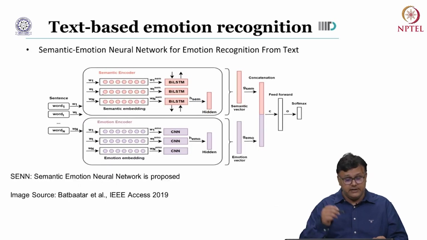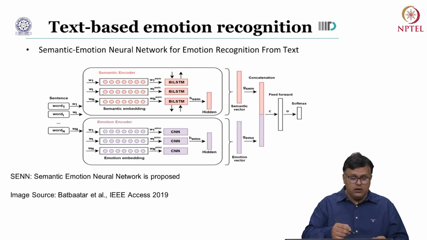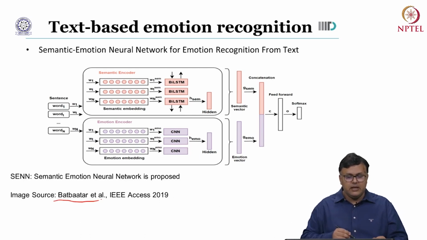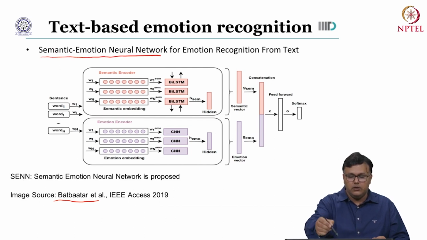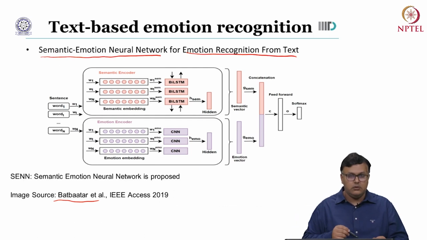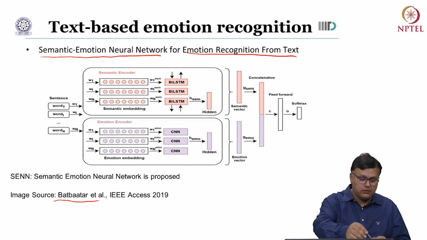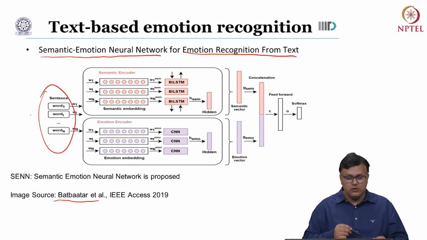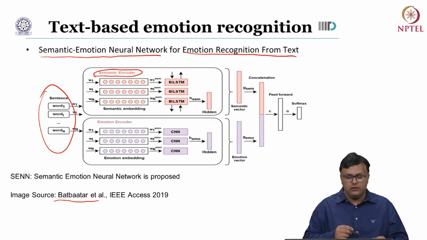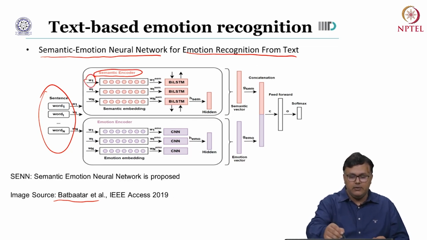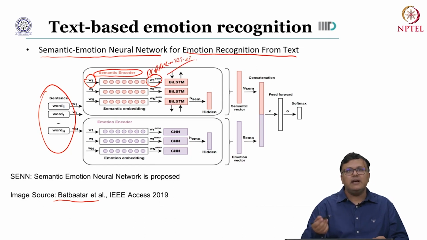Now let's look at another work, friends. In this work, the authors Bata Batar and others proposed a work called Semantic Emotion Neural Network for emotion recognition from text. What do we have in this work? We have the input words. We are extracting two types of embeddings from this work. The first is we have a pre-trained semantic encoder. It takes one word as an input at a time and gives you the representation, which is relating to the semantic information.